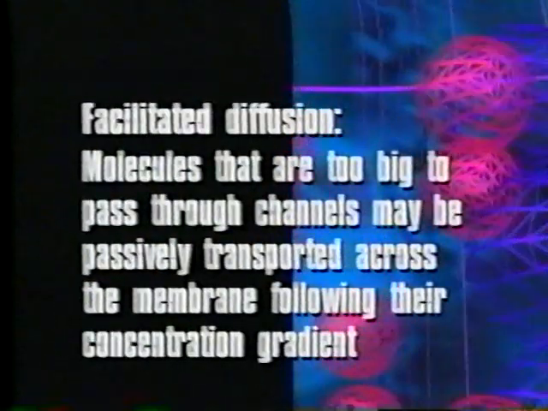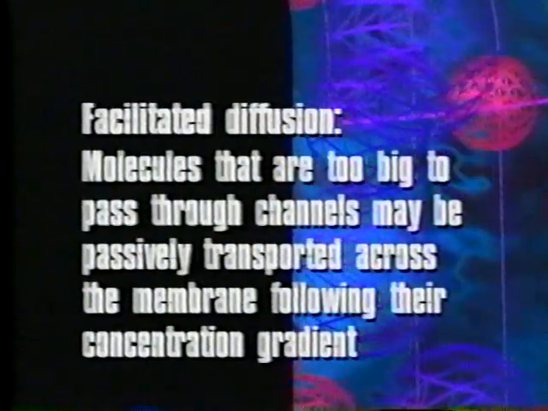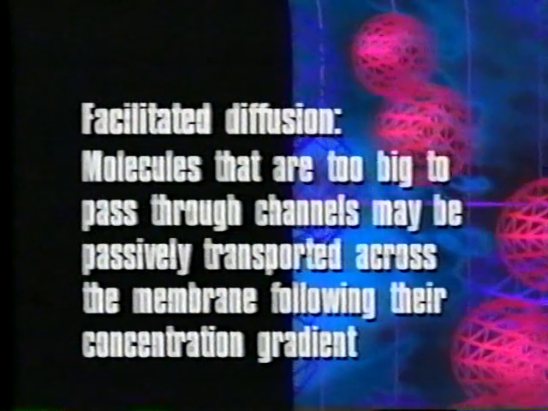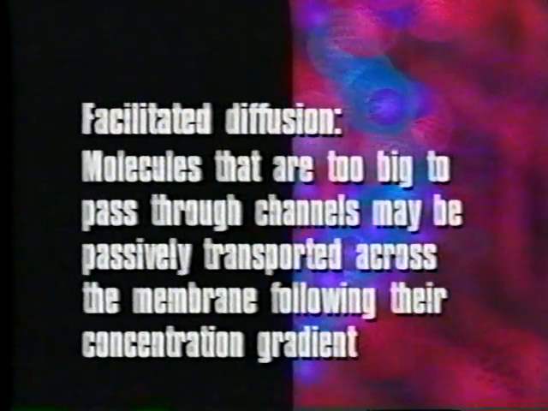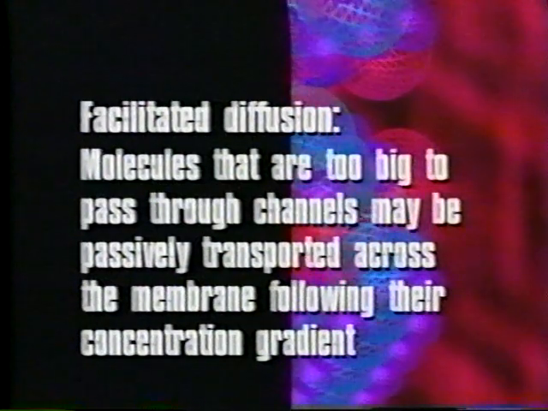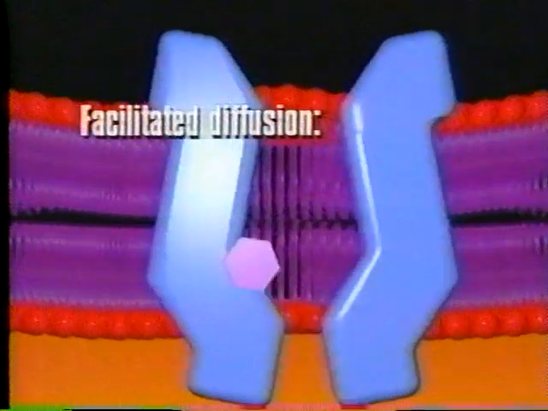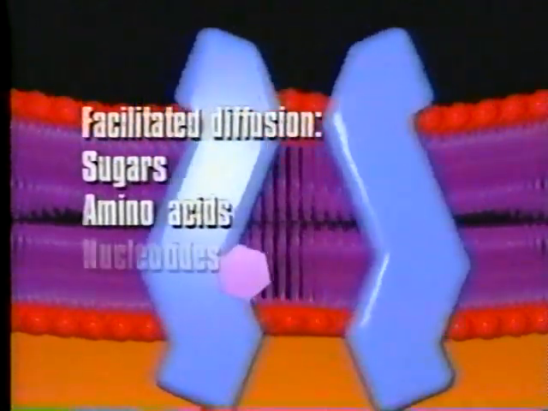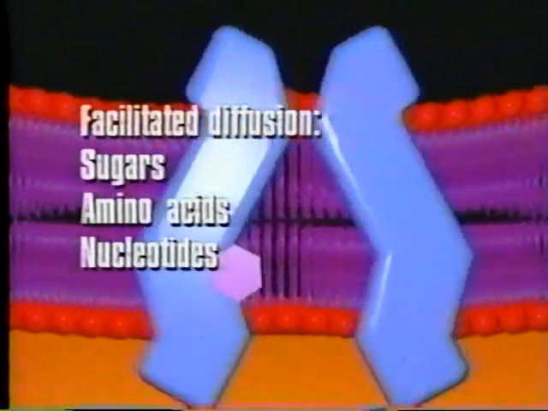Some molecules that are too big to pass through channels may be passively transported across the membrane following their concentration gradient. This process is called facilitated diffusion. Facilitated diffusion transports various sugars, amino acids, and nucleotides into and out of cells.